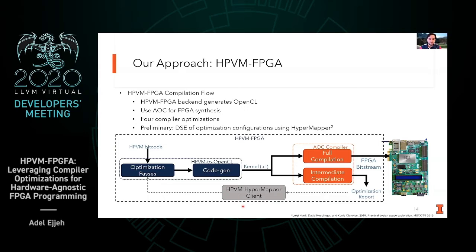In addition, we have started integrating a design space exploration step using Hypermapper. This step uses the optimization report that gets generated by AOC to estimate performance and select the right combination of optimizations for a given application. The purpose here is to make the compilation flow even more automated by automatically selecting the right configuration for the optimization parameters. We present a preliminary result for this integration at the end of our talk.